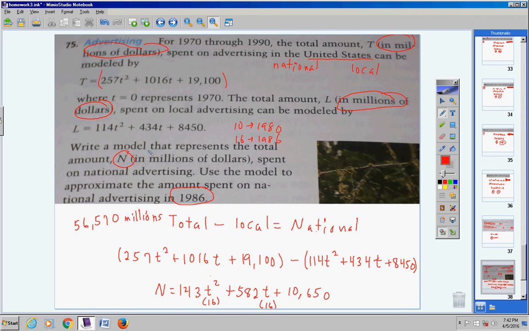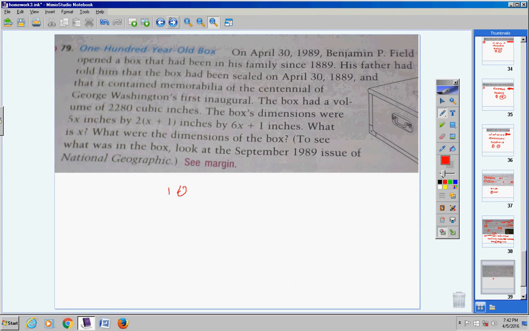Okay? National. Now this next word problem is going to be pretty challenging. I look forward to doing this one, okay? On April 30, 1989, Benjamin P. Field opened a box that had been in his family since 1889, so 100 years. His father told him that the box had been sealed on April 30th, 1889, and that it contained memorabilia of the centennial of George Washington's first inaugural.